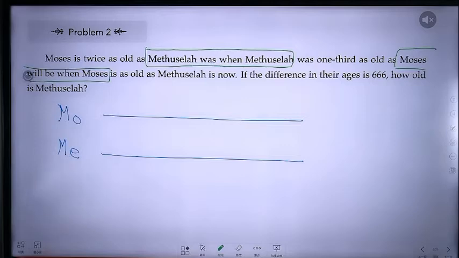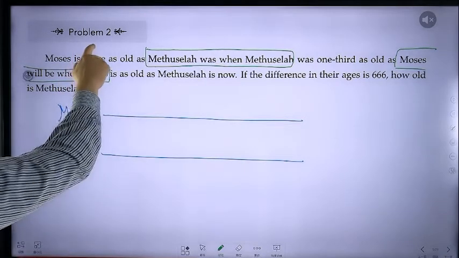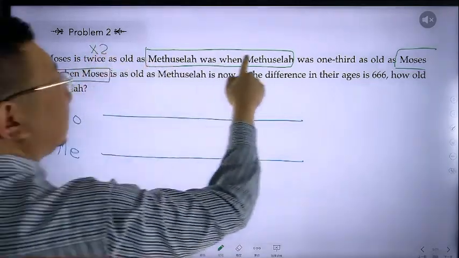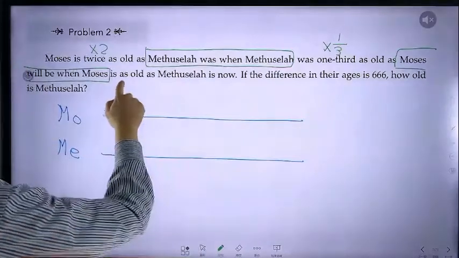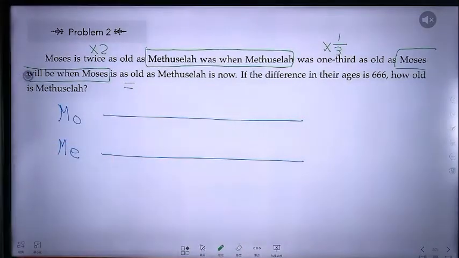And then you can have the numbers. Here is multiply 2. Here is 1/3. What is here is an equal sign. So now it looks like there are 3 mathematical relationships described here. And the age difference of their ages is 666.